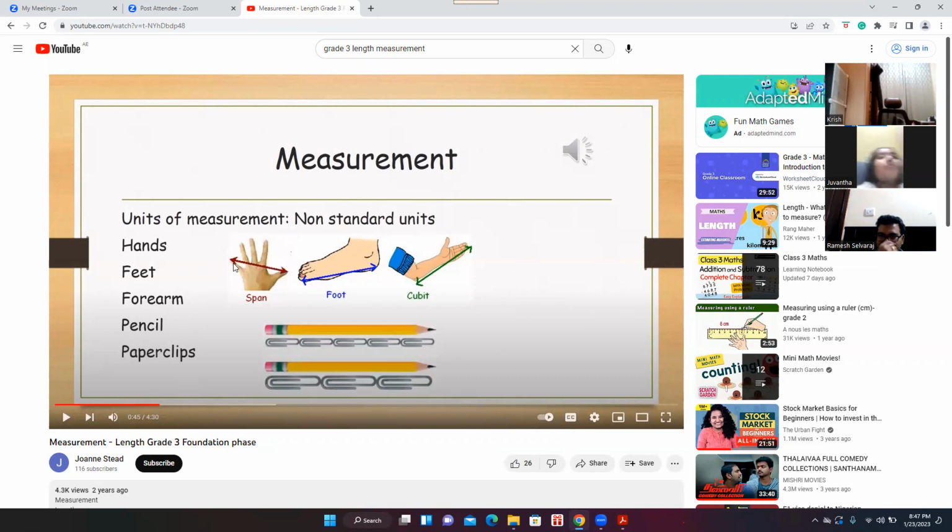Could I measure my hand? Yeah. I have the scale. Just measure your foot and then tell me how many centimeters it is.